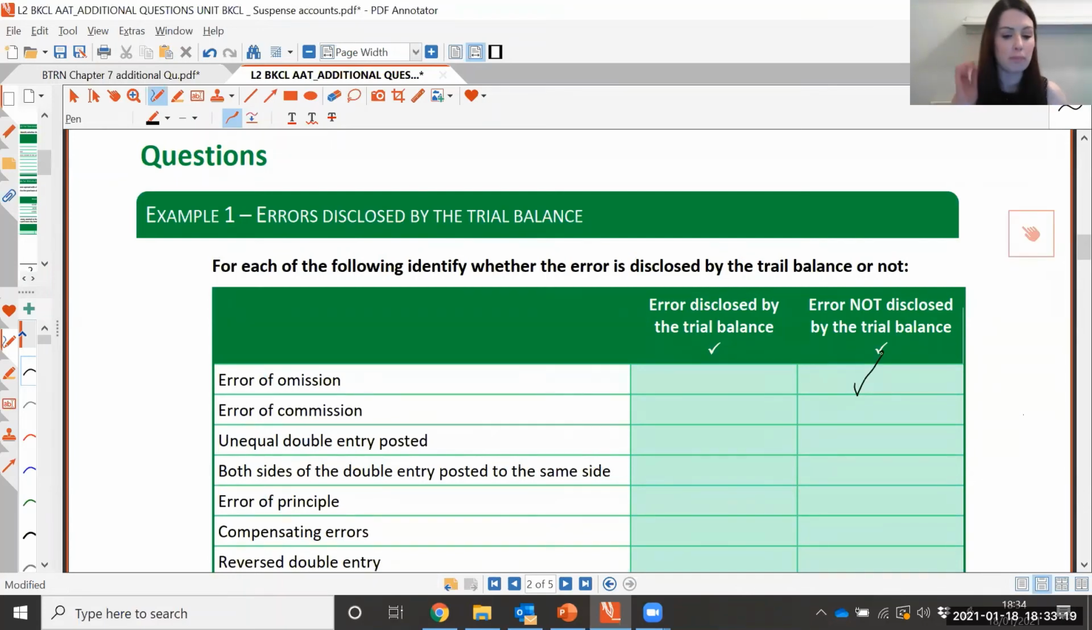What about an error of commission? Remember, an error of commission is where the wrong type of account is used. For example, rent expense, instead of being debited to rent expense, we've debited the electricity expense account. Yeah, you're right. So no, it wouldn't cause an imbalance, because it will still have been entered on the right side. It's just been entered to the wrong account. So what about if there was an unequal double entry posting? For example, a debit of £30 and a credit of £300.